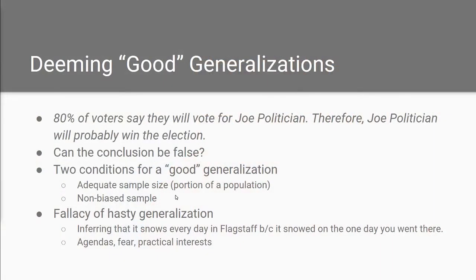The second condition is a non-biased sample, and you want to be careful in committing the fallacy of hasty generalization. And that happens when one infers a statistical generalization about a population from too few instances of that population. Take, for example, you infer that it snows every day in Flagstaff because it snowed on the one day you went there. That is committing the fallacy of hasty generalization. And you're going to find that this fallacy works especially well when agendas are involved, when fear or other practical interests are also involved. You'll see this a lot in arguments.